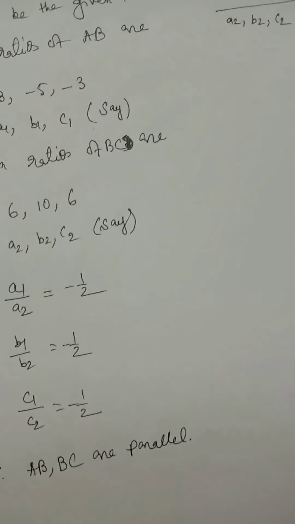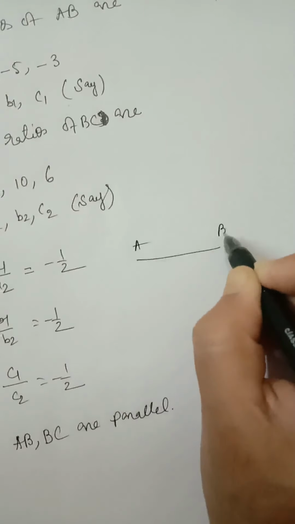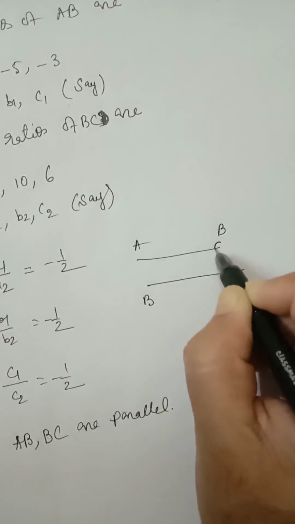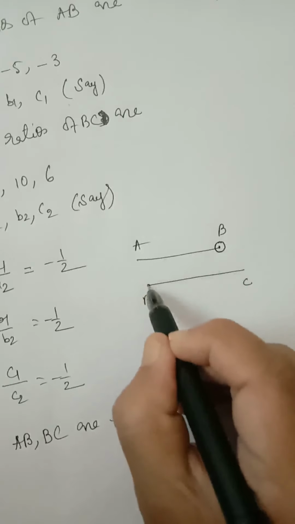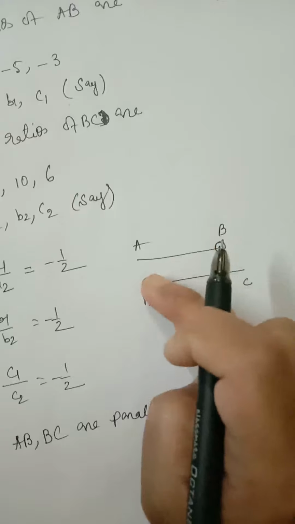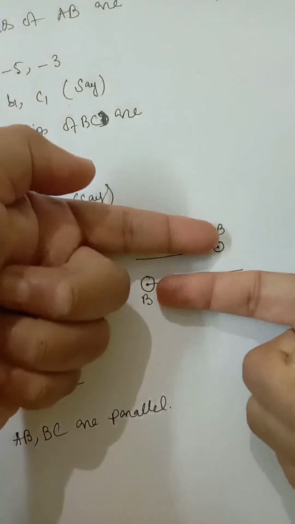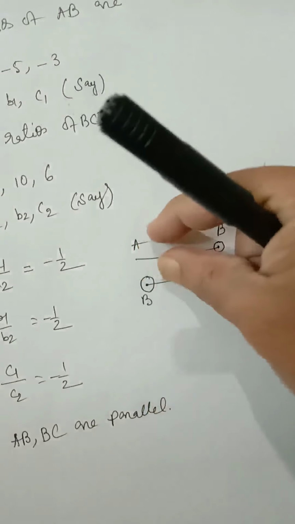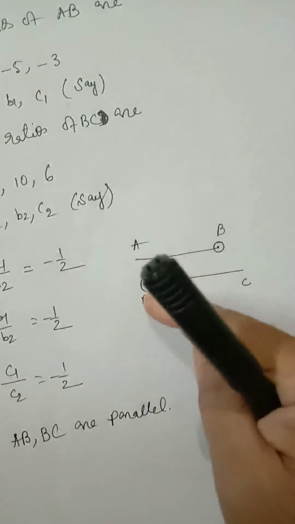Okay, but you can see one thing, AB, BC are parallel. This is AB and this is BC, they are parallel, but you can see B is the end point of this line, and for this line also B is the other end. So B is a common point, so they cannot be parallel because B is common. B cannot be present in both the parallel lines because B is the same point.